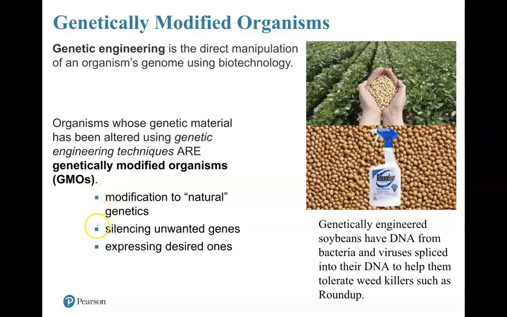You can silence unwanted genes. So maybe an organism has a gene that you just do not want expressed. You want to silence that gene. That's a GMO. Maybe you're wanting to express desired genes. Maybe you're wanting to promote a gene and get that expression, upregulate it. And that's definitely a GMO if you are trying to achieve that.